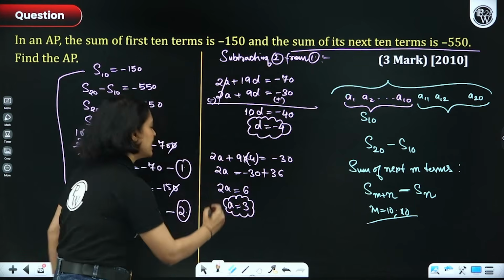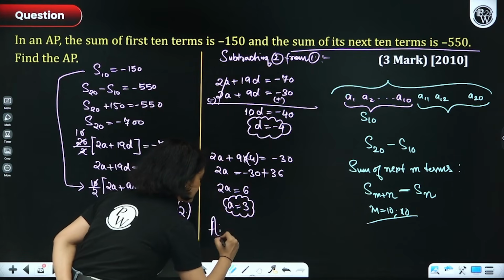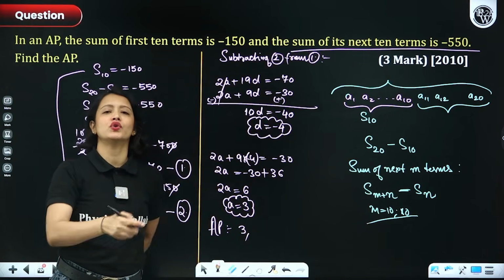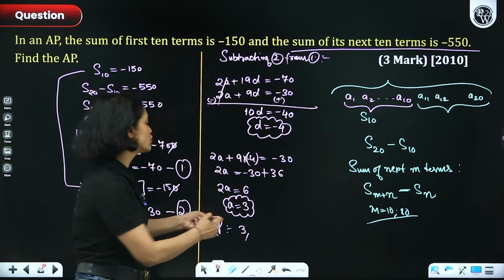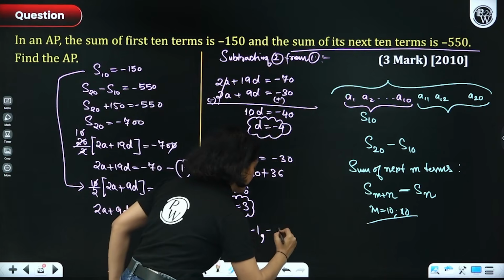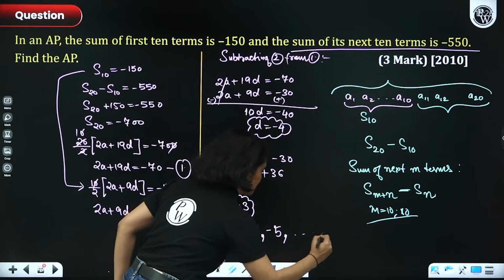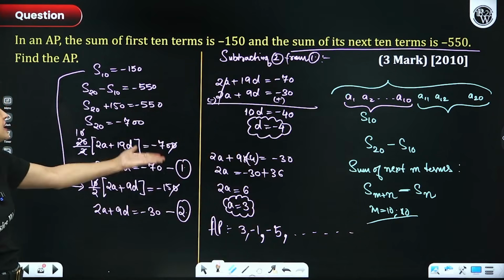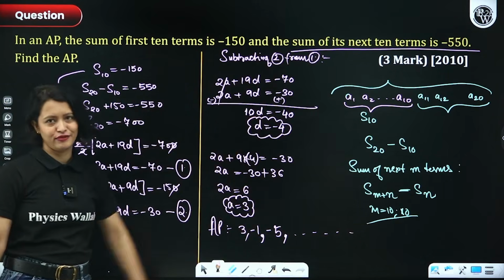So what's the AP, everyone? The AP would be 3, then 3 plus minus 4. The second term would be A plus D, right? So 3 minus 4, everyone, minus 1. Minus 1 minus 4, minus 5. Three terms are more than enough. You can write more if you want. So yes, this here is the answer, everyone.